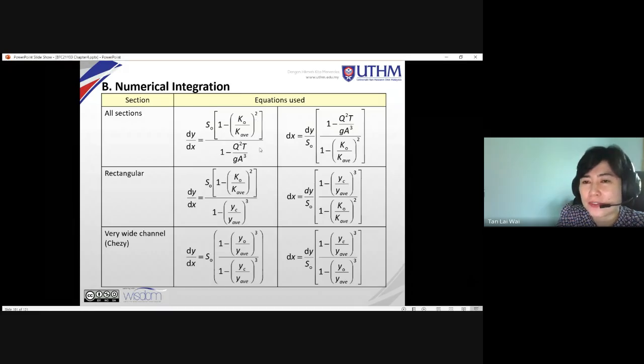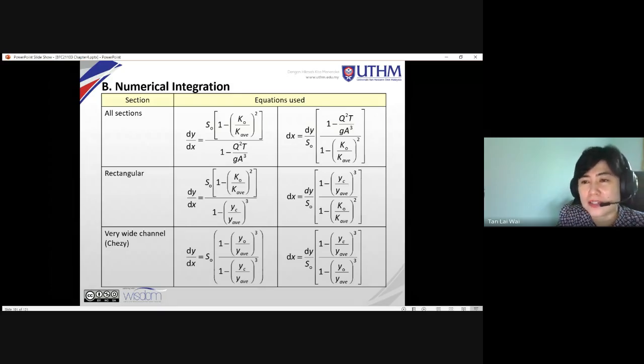Now, what is the difference between the left and right formula? You have one in the middle, right? You have dy over dx equal to the term which consists of this conveyance as well as the critical flow formula. Now, look at this. The subject of this equation is dy over dx. So I move dy to the other side. I have the inverse of the whole formula, so I make dx the subject of the equation.